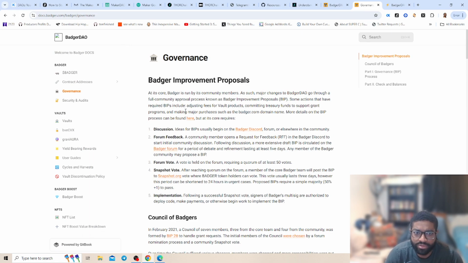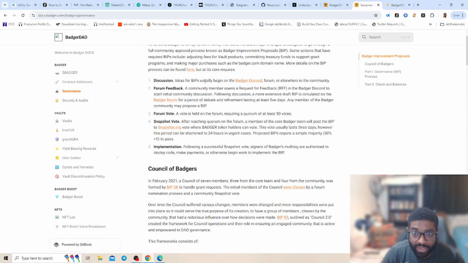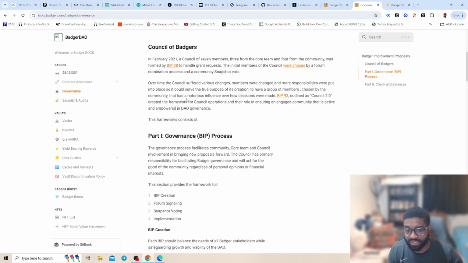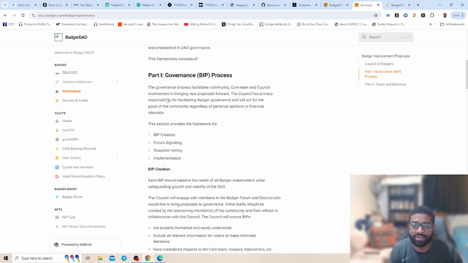Badger Improvement Proposals. At its core, Badger is run by community members, so major changes to the DAO go through a full community proposal process known as the Badger Improvement Proposals. Some actions require BIPs: adjusting fees for Vault products, committing treasury funds to support grant programs, and making purchases such as the badger.com domain. More details on the BIP can be found here. So you can get into the discussion board, jump into the Discord, interact with the community, and see all the different parts and functions you could be involved in.